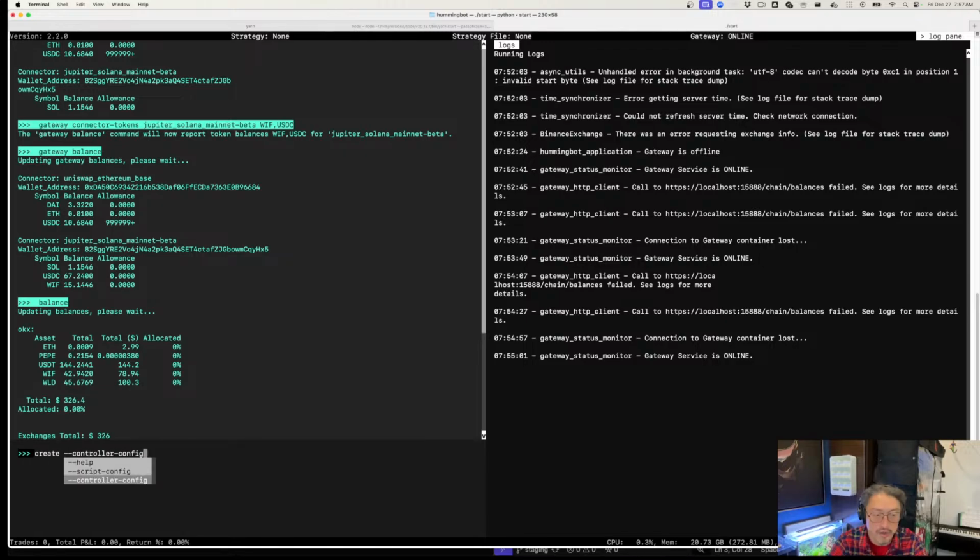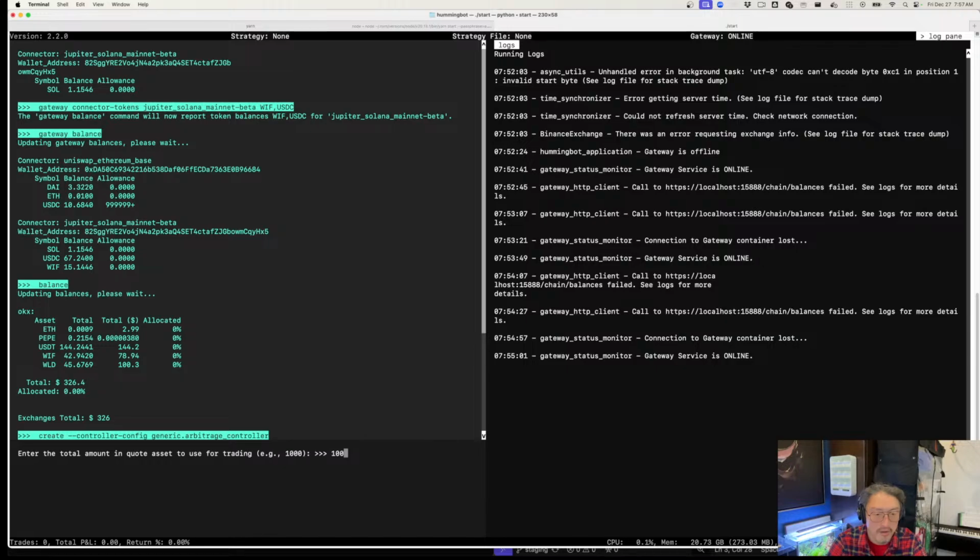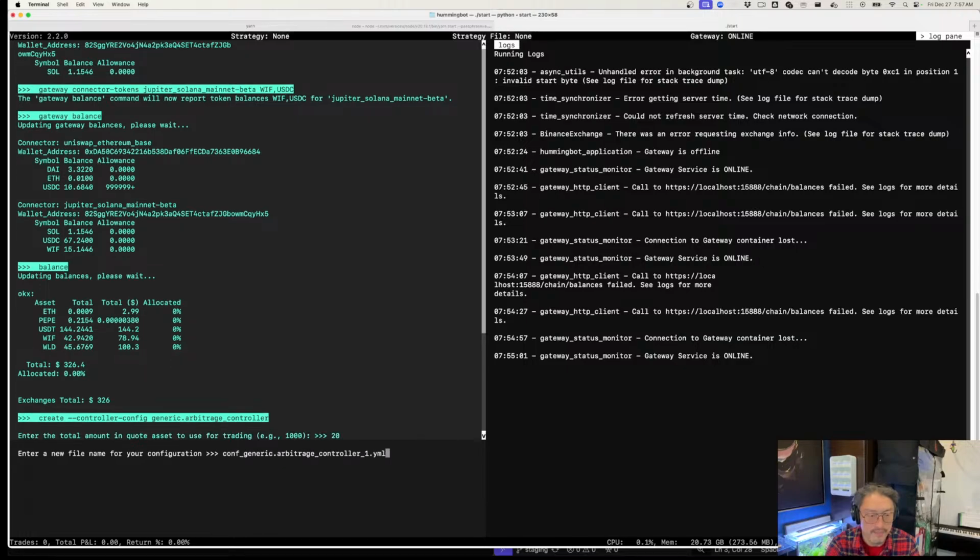So first, we're going to create a controller configuration, and we'll create it for arbitrage. So the only question we're going to ask is the total amount of the quote asset we use in the trading. So here, let's do something like 20, because I think we have that consistently in our trading. So let's use 20 for now in our trading, and then we'll give it a name of the controller.